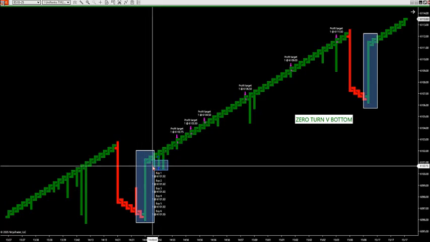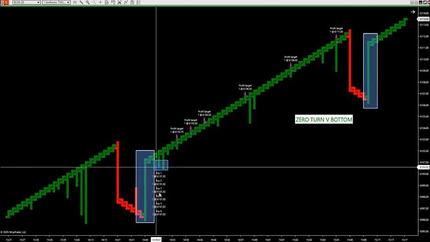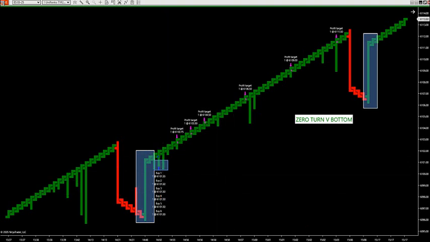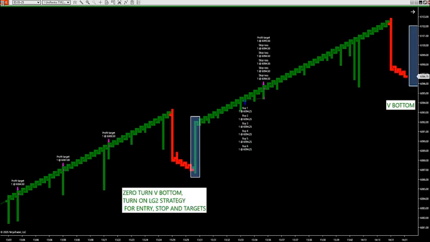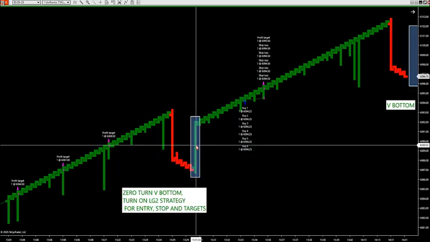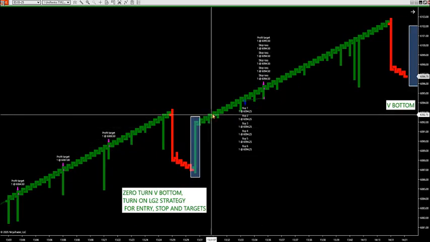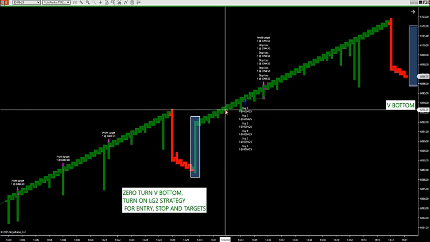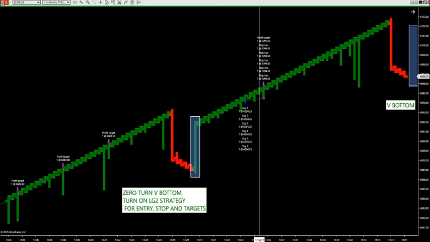If it had a V bottom right here and closed back red, you just turn the liquidity grab trader off. That's when you turn it on and off. You turn it on after you get a V bottom. And if any one of these candles closes back red, you simply click it back off and wait for the next V bottom with trend or V top with trend. Don't make it any more difficult than that.